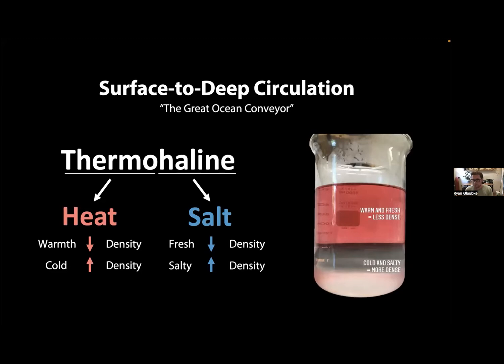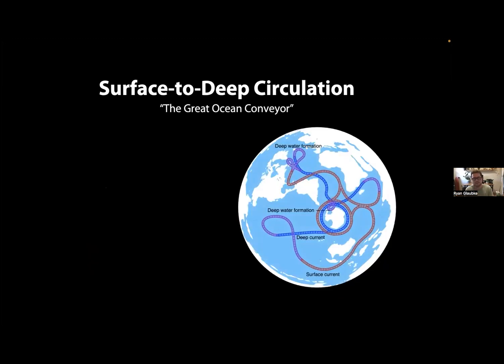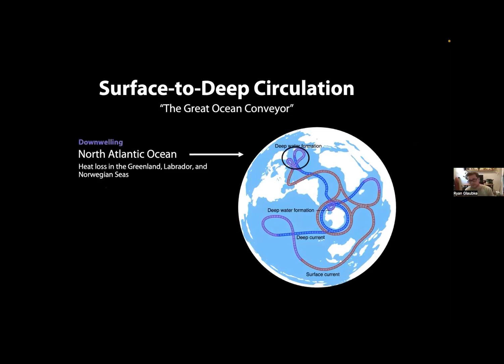So there's very specific regions on the planet where this density transformation happens. And so these are the cranks that drive the global conveyor belt. One of these regions is the North Atlantic, where you have that warm, salty tropical water that's being delivered by the Gulf Stream up into the North Atlantic, where it loses a lot of heat to the atmosphere. So it's cooling.